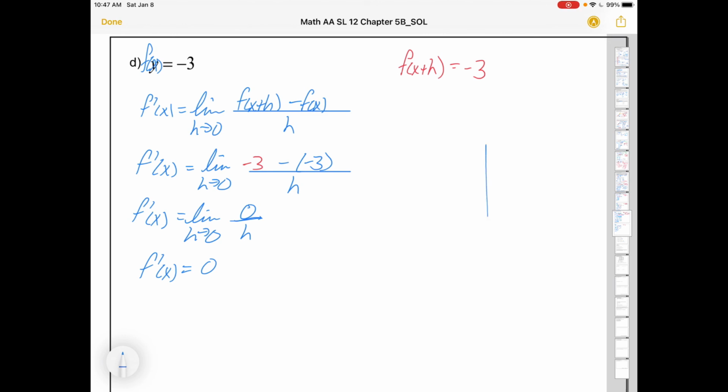Does that make sense? Let's think about the original function. The original function was a horizontal line at -3. Is its slope always 0? Heck yes.